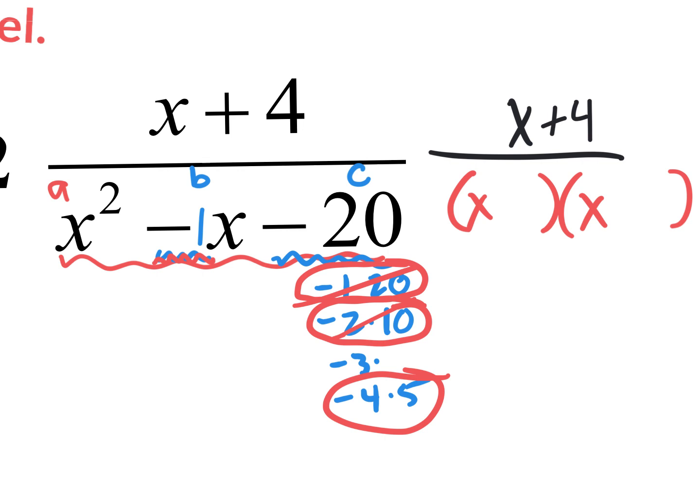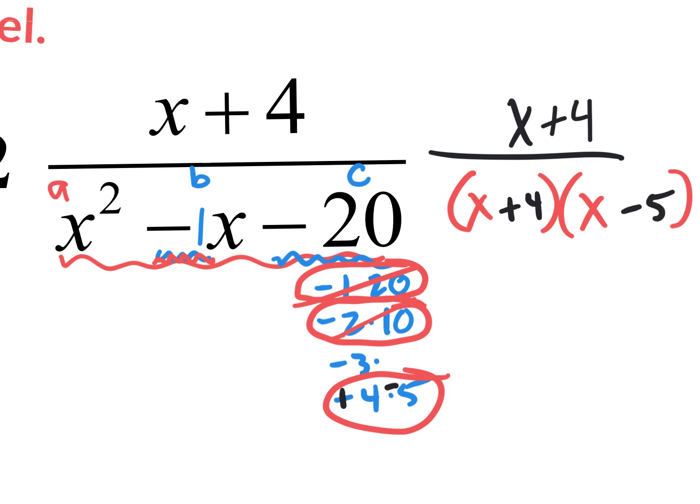That means we have the right numbers, just the wrong signs. So please change this -4 to a positive, change that +5 to a negative, and you have that +4 and that -5 right there, and you have factored.